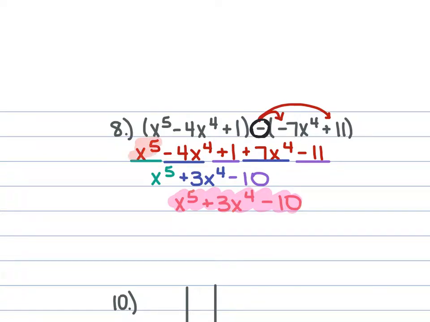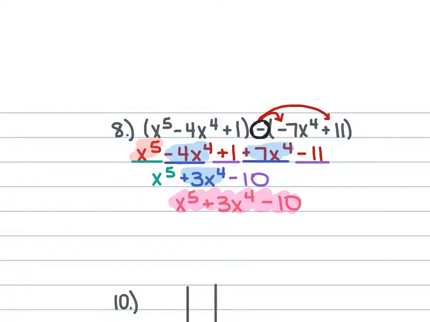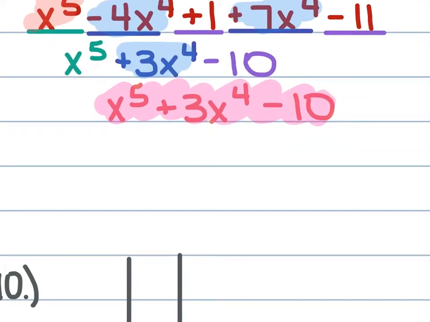We've got x to the fifth power, nothing to combine that with. Negative x to the fourth power and a positive 7x to the fourth power. That becomes 3x to the fourth power. And then a positive 1 and a negative 11 become negative 10, written in standard form there. What would I call this one? What is its name? Fifth degree trinomial. Interesting. Wait, a quintic trinomial, because remember, something to the fifth power is quintic.